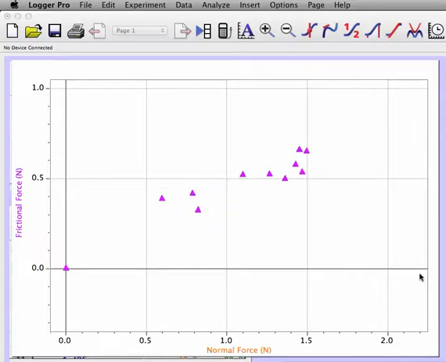I'm going to start with the second of the two graphs because it's a little bit easier to understand. And in this case, they ask you to graph the friction force with respect to the normal force. Now, to refresh your memory, we got this friction force from a fairly complicated equation. It had to do with taking the pull force and subtracting the component of weight in each case.